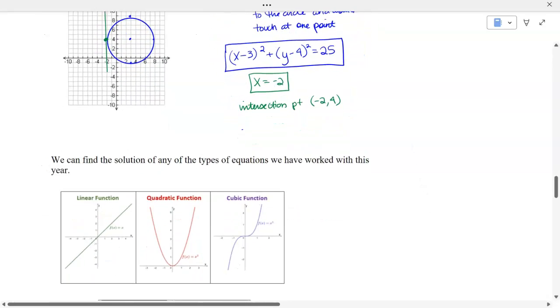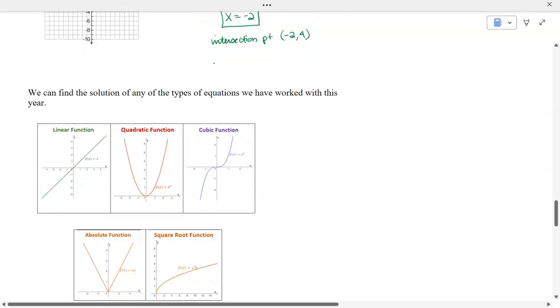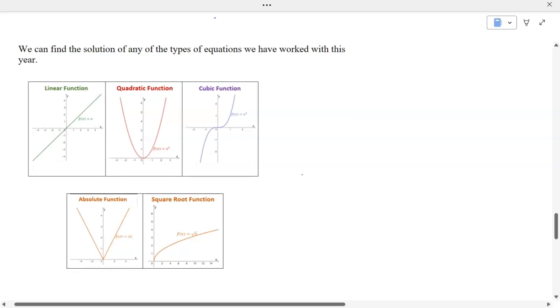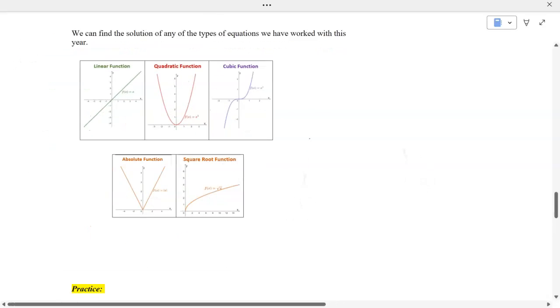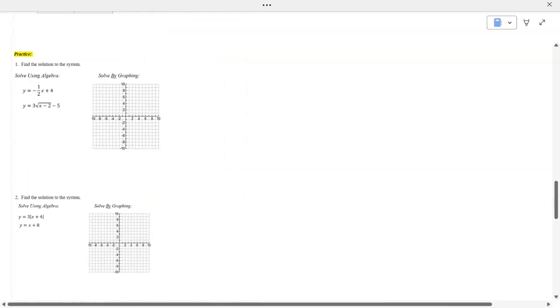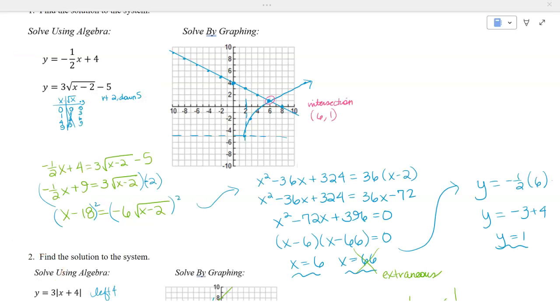So we have talked about finding solutions with lines and several other functions. We talked about a quadratic function. We didn't have an example with a cubic, but you could do that as well. Absolute value and a square root, and we just showed how to do a circle. So what I would recommend doing now is I want you all to work through these practice problems, and if you want to pause it and come back, you can listen to my explanation, or you can stop the video and just take a look at the answers in the content library.